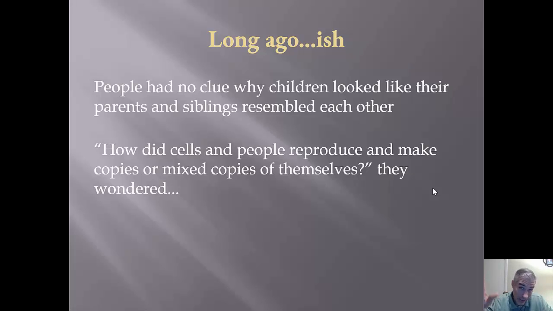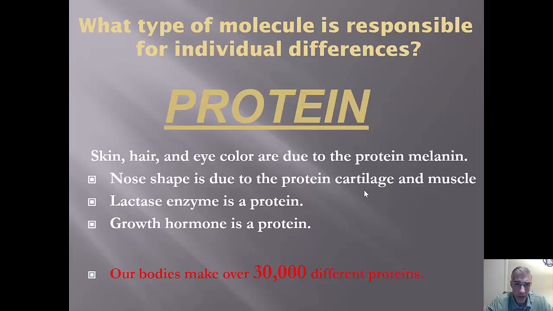So long ago-ish, and when I say long ago-ish, I don't mean a really long time ago. I mean within the last 100 years, we had no idea that DNA did anything. In the 1920s, which was 100 years ago, we had no idea that DNA was the genetic material. So people had no clue why children looked like their parents, or why they looked like their siblings. Why did they resemble each other? How do cells reproduce and make copies of themselves? How does all this stuff happen? How does it work?